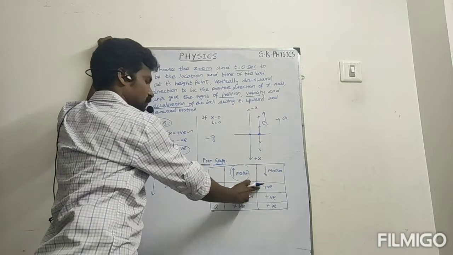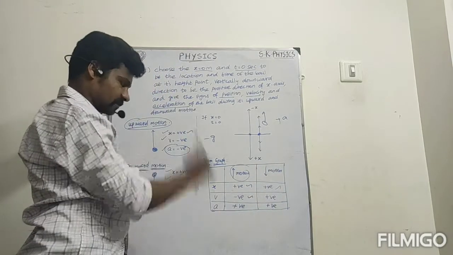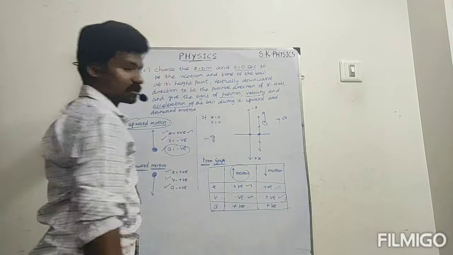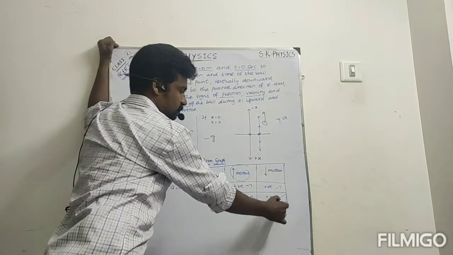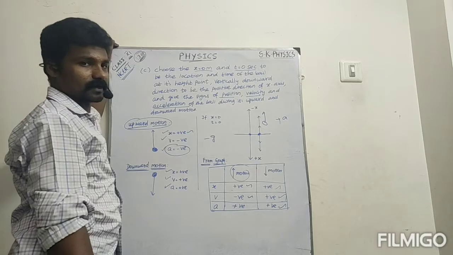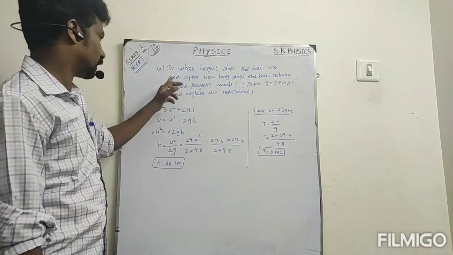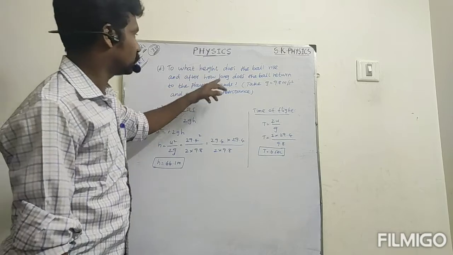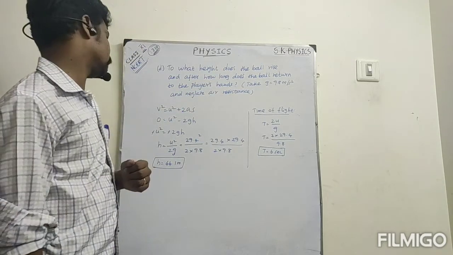So for the downward motion, the position is positive. Then the velocity towards the gravity is also positive. Then acceleration is on the positive side only. So it is positive. Okay. To what height does the ball rise, and after how long does the ball return to the player's hand?